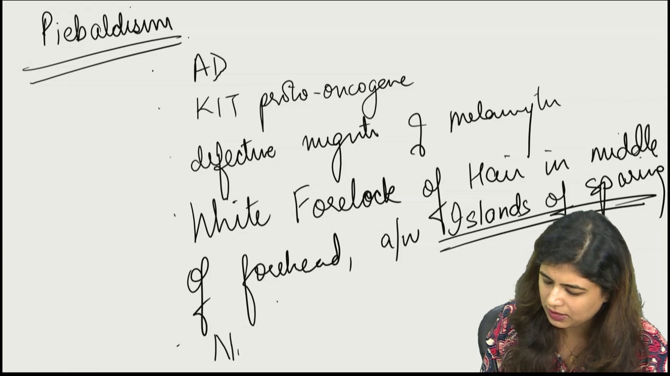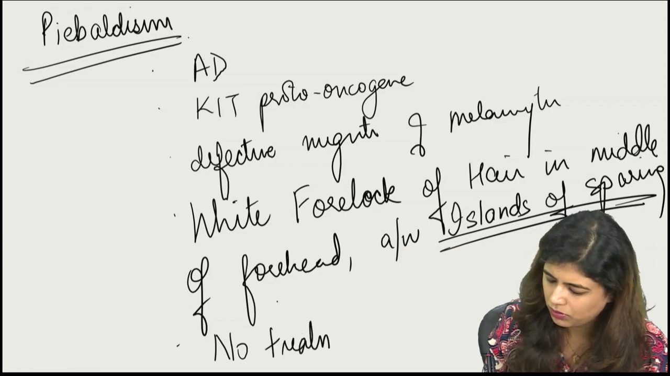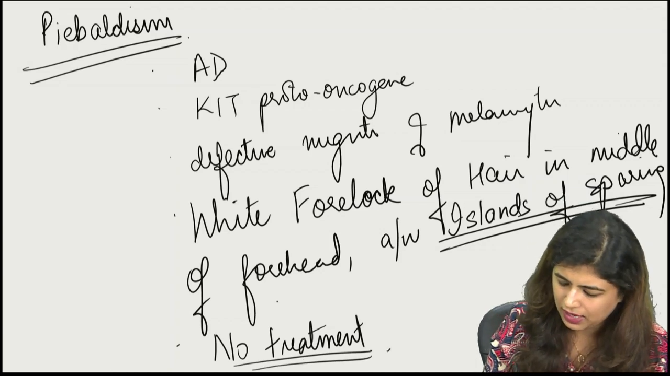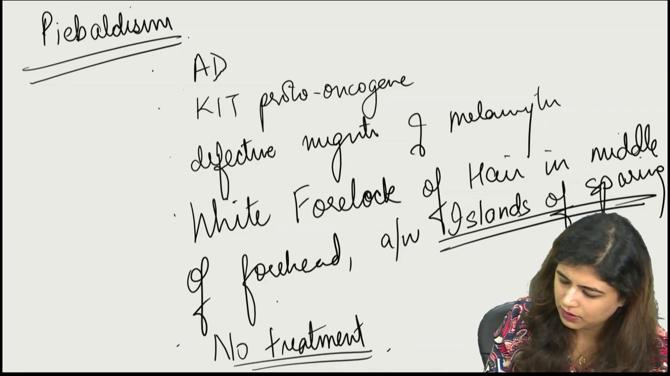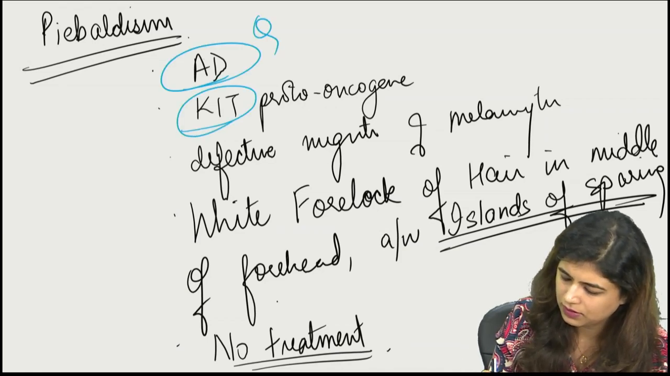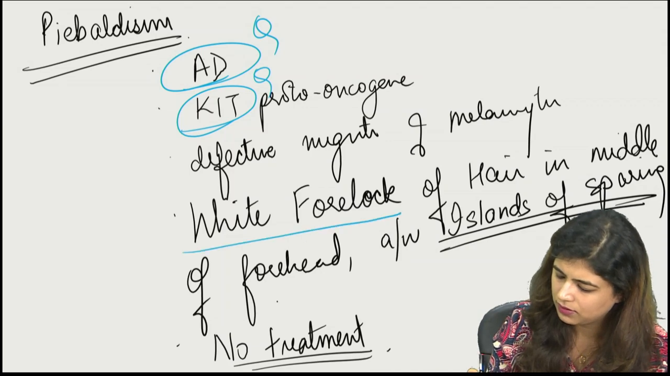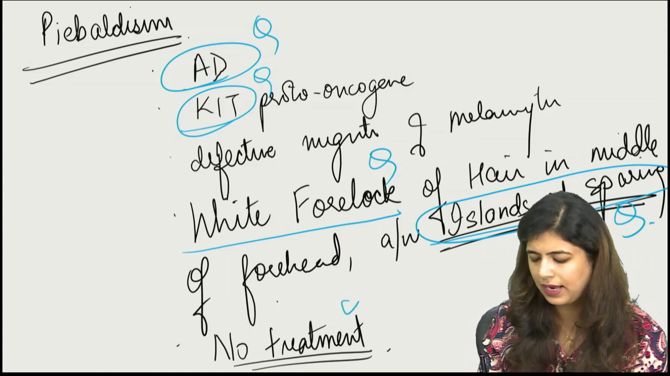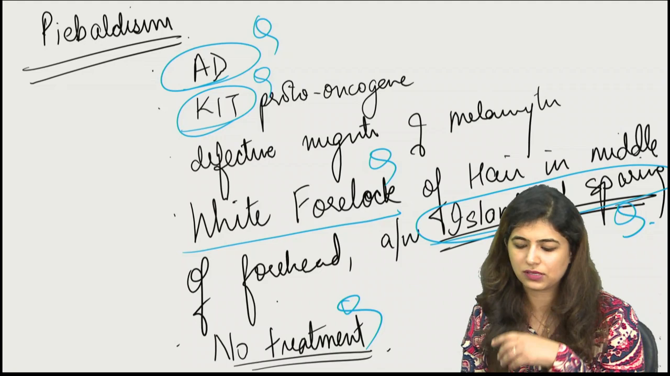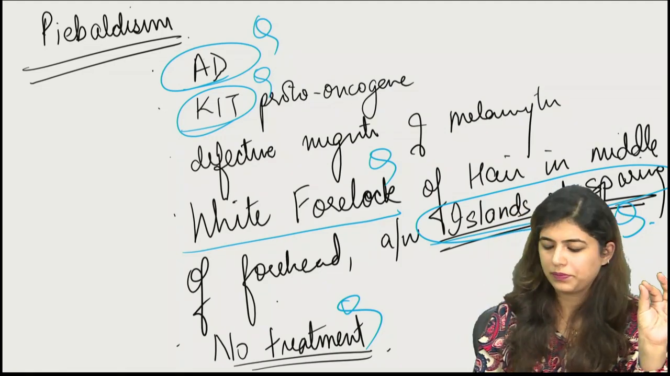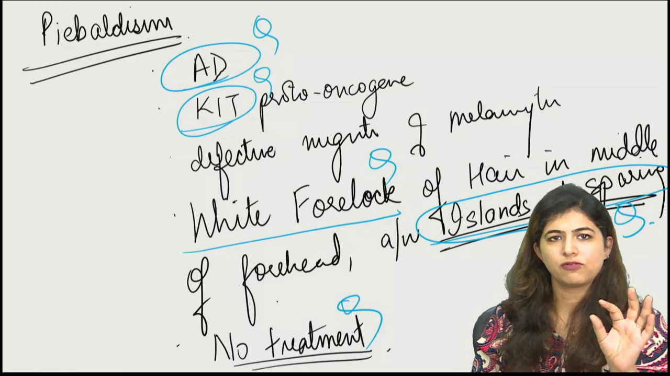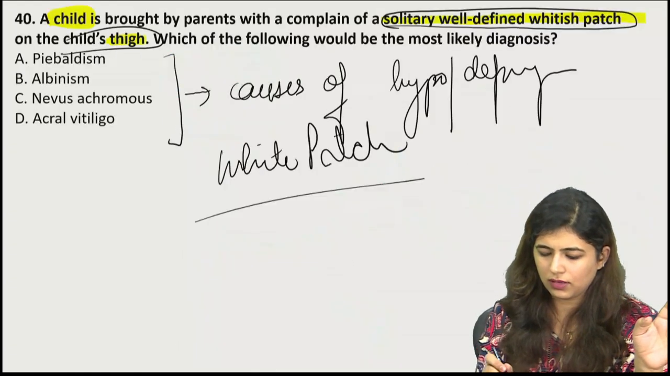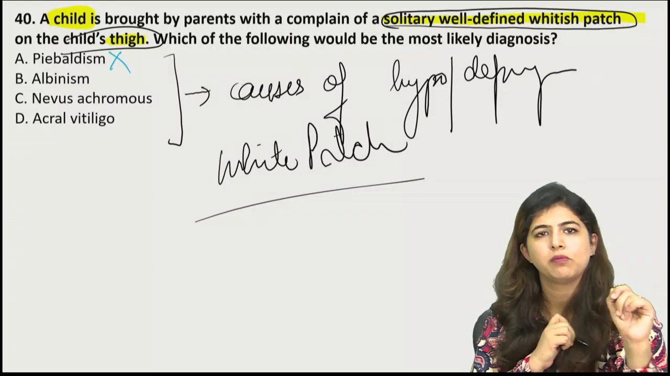And since this is a genetic disease, there is no treatment possible. Now, what are the questions that are asked here? Inheritance, gene, white forelock along with islands of sparing, and that it has no treatment. So every point is a question. Piebaldism rules out as an answer for our question, because in our question the patient has a lesion on the thigh. So the answer is definitely not piebaldism.